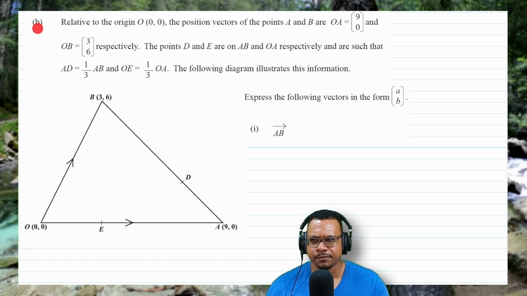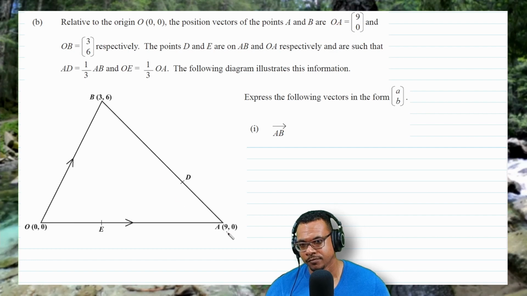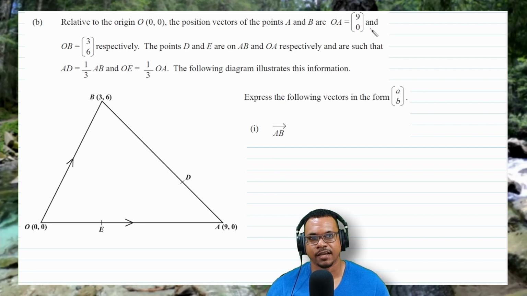All right, so moving on to part B, which is the vectors question. We have, relative to the origin O, which is 0, 0. So that's the origin here. If it was on the Cartesian plane, this would be the origin. The position vectors of the points A and B are OA, 9, 0. So we have the coordinates 9, 0 here, but as a vector, we have it as a column. And OB, which is 3, 6. So the coordinates 3, 6 as a vector, we have it as a column matrix.